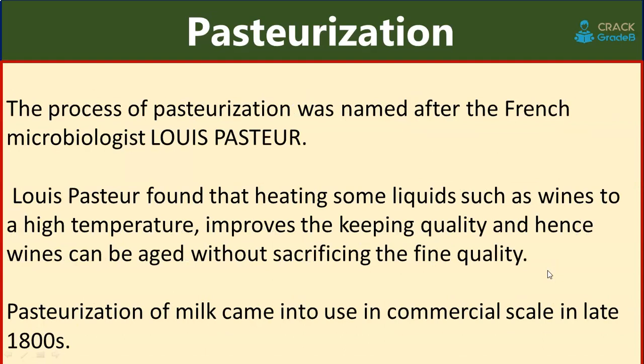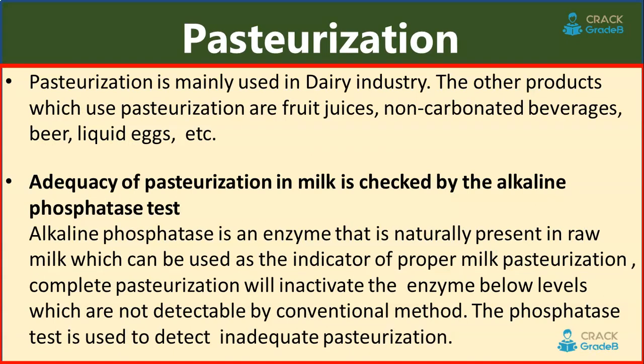The process of pasteurization was named after French microbiologist Louis Pasteur. Louis Pasteur found that heating some liquids such as wines to a high temperature improves the keeping quality, and hence the wines can be aged without sacrificing their fine quality. Pasteurization of milk came into use on a commercial scale in the late 1800s. Pasteurization is mainly used in the dairy industry, especially in milk pasteurization. The other products which can be pasteurized are fruit juices, non-carbonated beverages, beer, liquid eggs, etc.